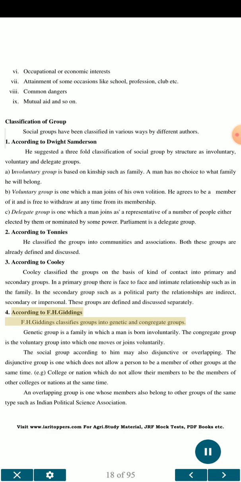4. According to F. H. Giddings classifies groups into genetic and congregate groups. Genetic group is a family in which a man is born involuntarily. The congregate group is the voluntary group into which one moves or joins voluntarily. The social group according to him may also be disjunctive or overlapping.